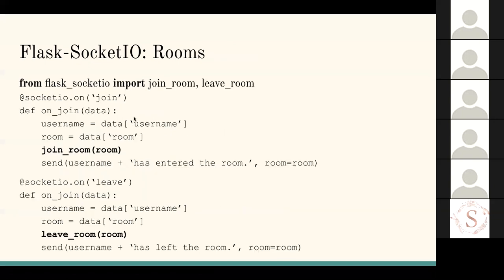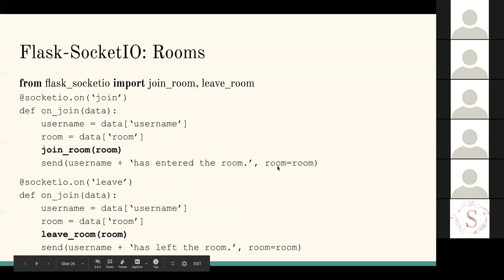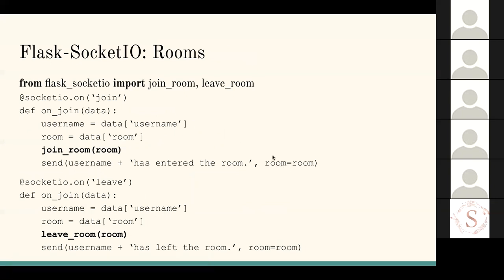Now there is another concept called room. Like a chat room, a room is again a way to segregate your requests. When a user comes in, they can join the room and they can leave the room. When you join the room and do a broadcast, it will be broadcasted only to that particular room, because now you're providing this extra parameter in your send or emit. You provide room equal to room and broadcast equal to true.